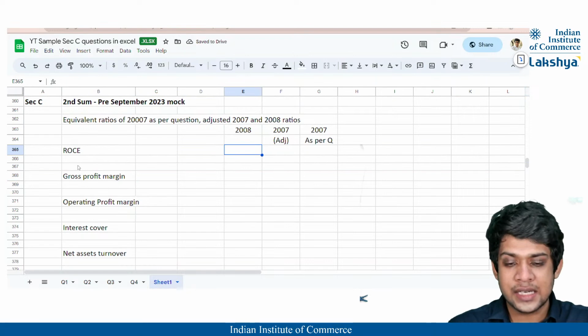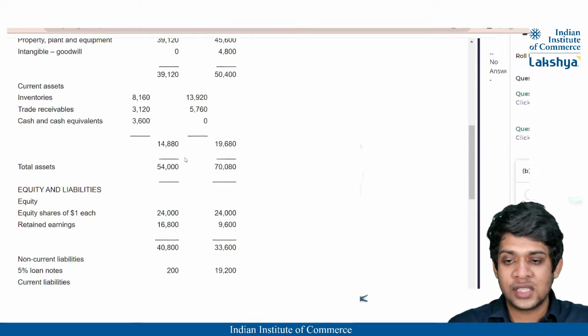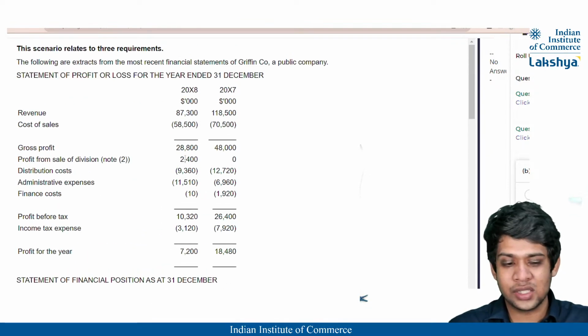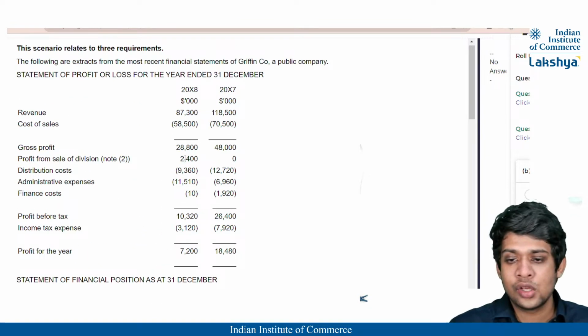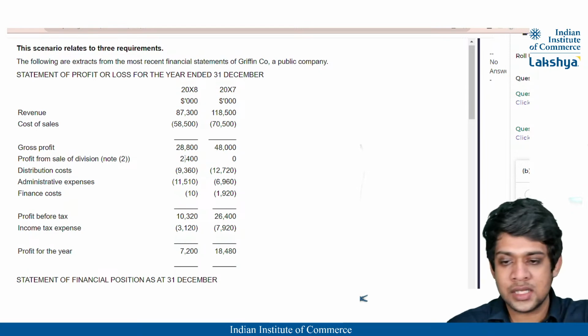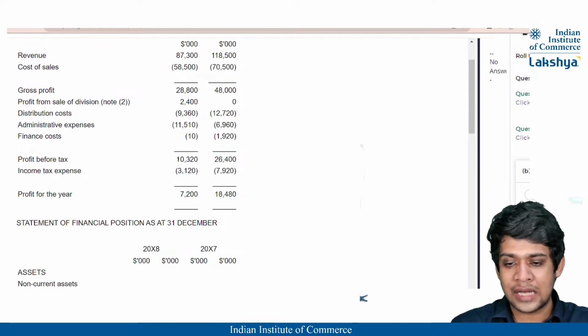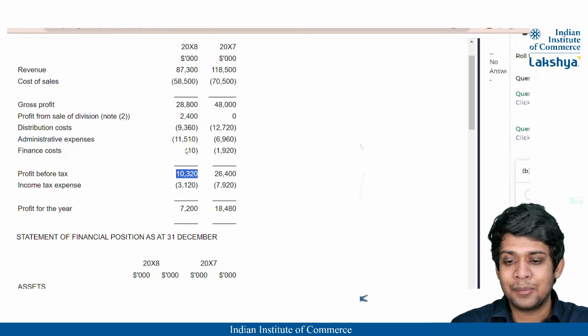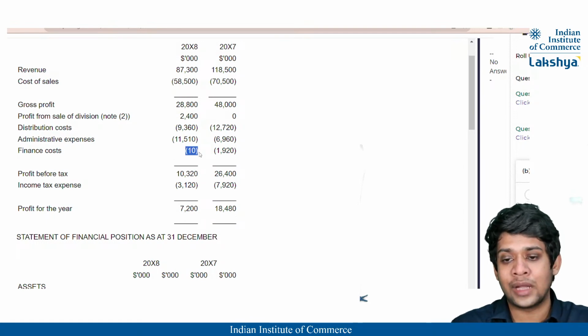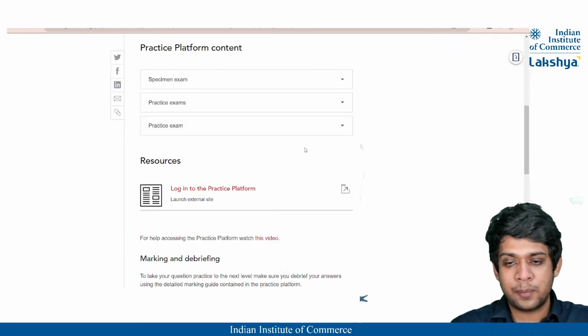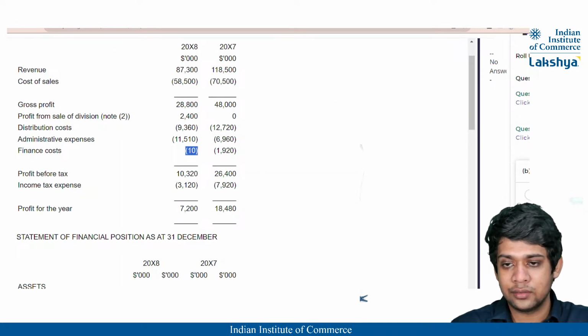Okay, guys, let's get started firstly with our return on capital employed. Right? So firstly, we'll calculate for 2008 because it is simple for 2008. So our return on capital employed is nothing but profit before interest and tax. So what is profit before tax? They've given profit before tax as 10,320. Correct? But this includes the finance cost. But the interest is going to be eliminated because you have to calculate profit before interest and tax, right? So what is the profit before interest and tax?